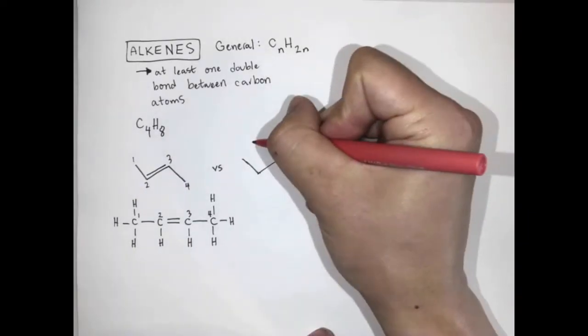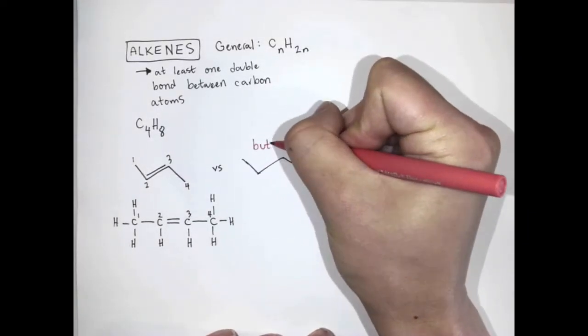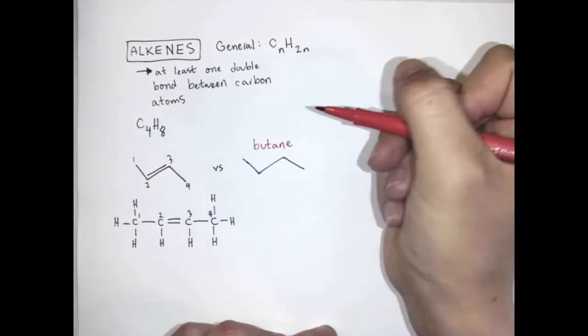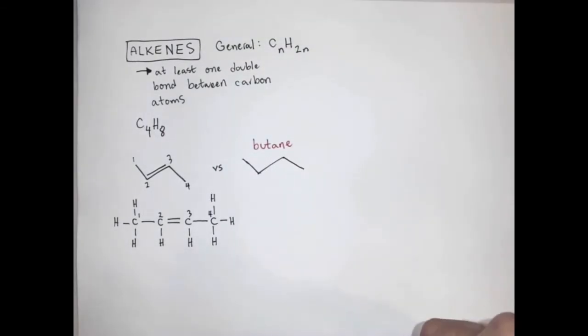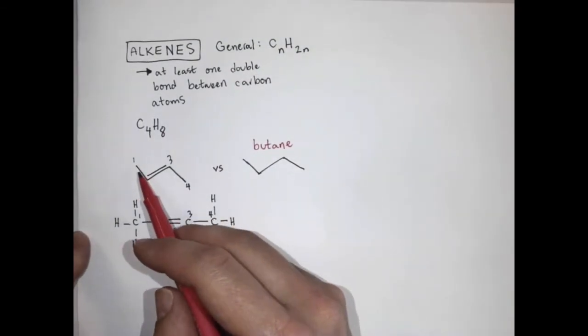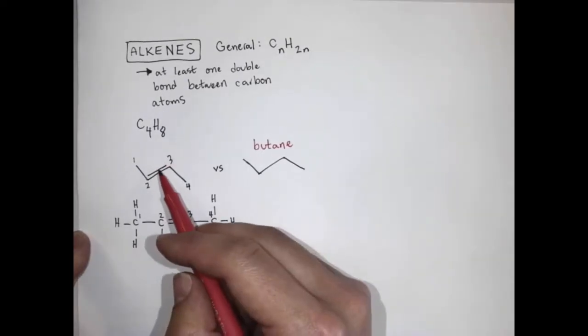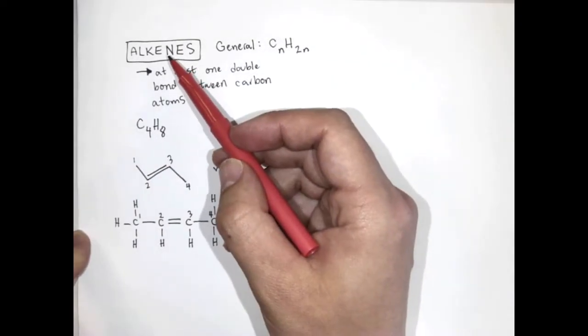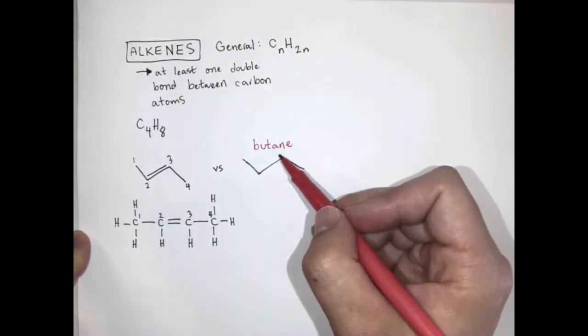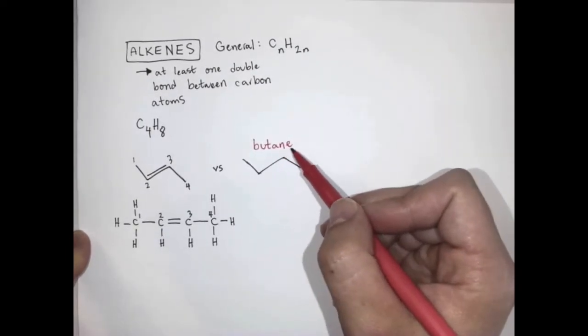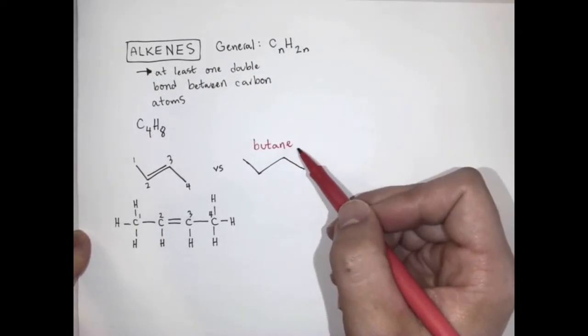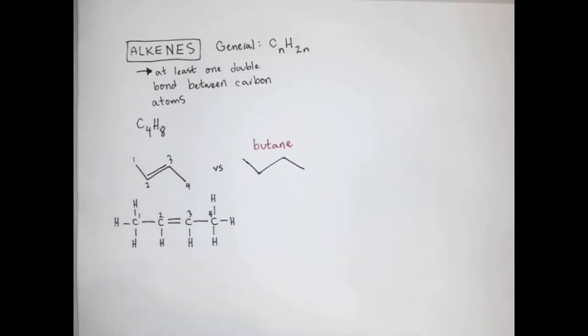So if we look at this alkane, it's got 4 carbons, nothing but carbon-carbon single bonds. We call that butane. This one here is 4 carbons, so it gets the root but-. But because it's an alkene, the suffix is not -ane anymore, it's -ene. The other thing we need to watch out for is where the double bond occurs.